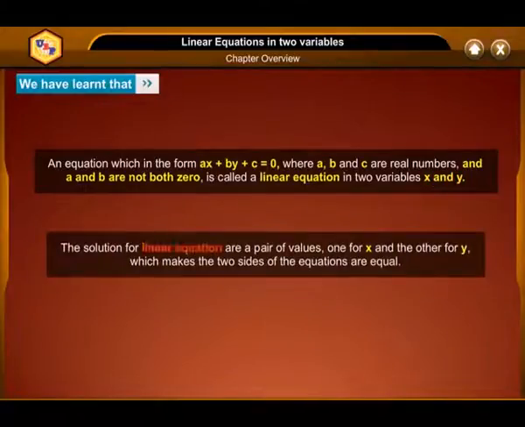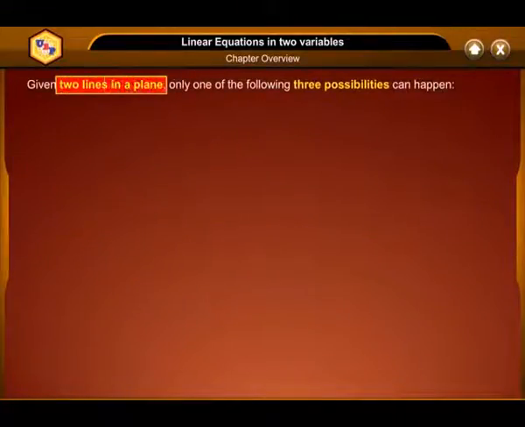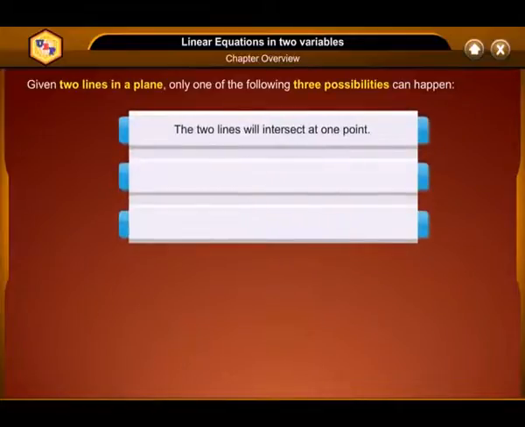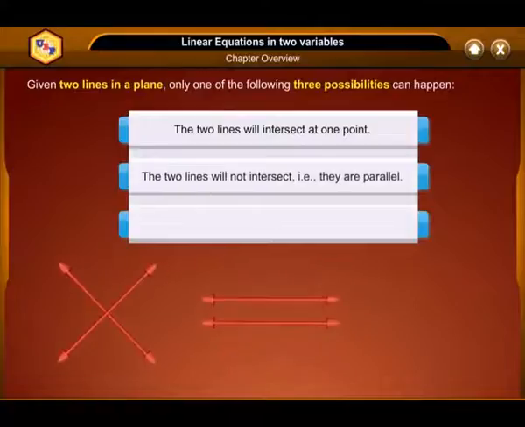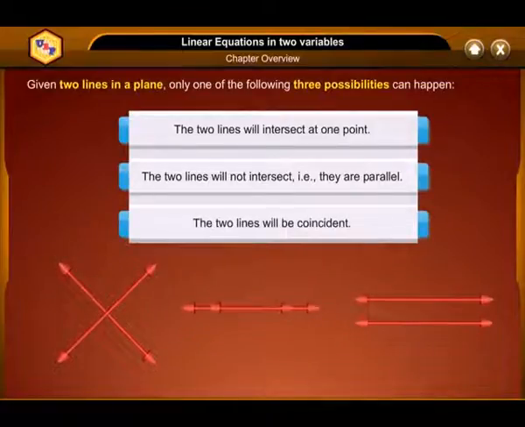The solution for a linear equation is a pair of values, one for x and the other for y, which makes the two sides of the equation equal. Given two lines in a plane, only one of the following three possibilities can happen. 1. The two lines will intersect at one point. 2. The two lines will not intersect, that is, they are parallel. 3. The two lines will be coincident.